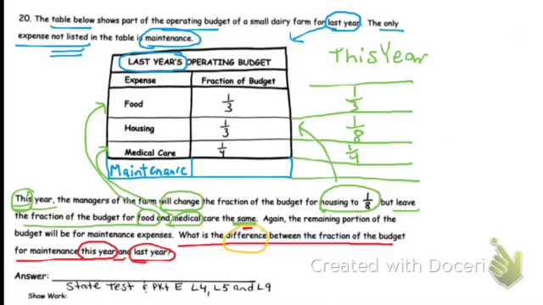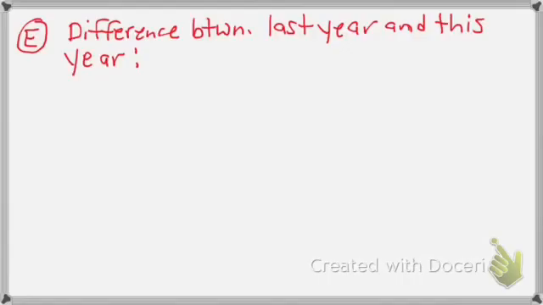Right, because if I look back at this original question, the final question was what's the difference between the fraction of the maintenance for this year and last year. Okay, so let's move to the next page and solve that portion. So this will be step E, the difference between last year and this year for maintenance.